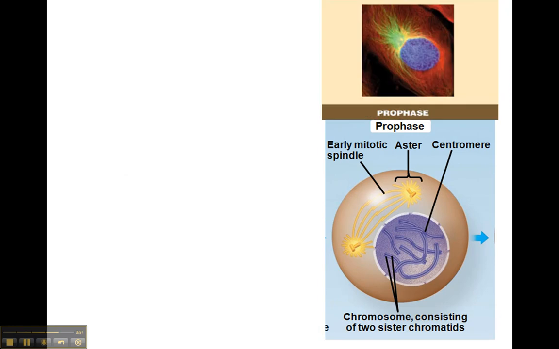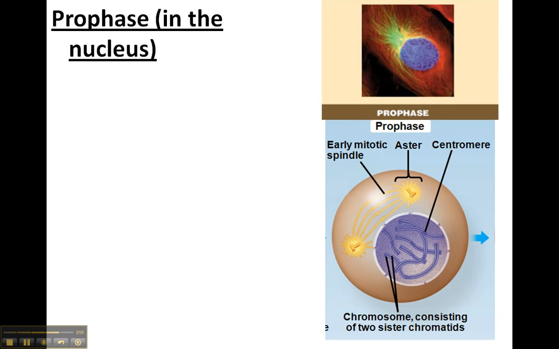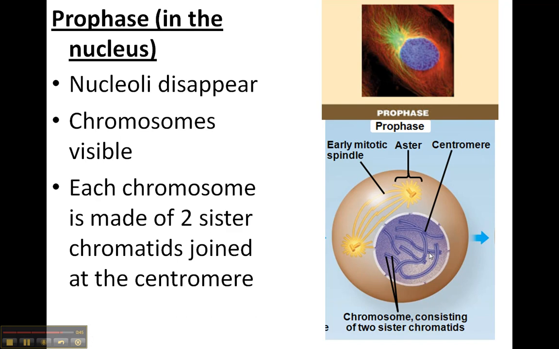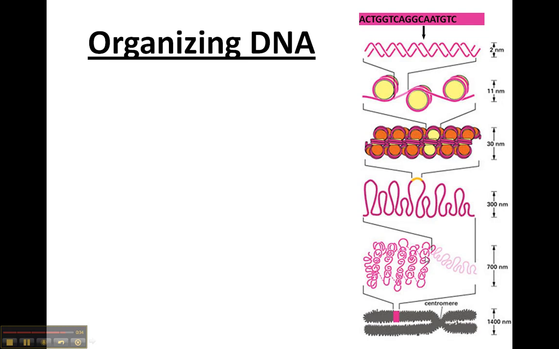During prophase, what will happen in the nucleus? And we will split this up into nucleus and cytoplasm, so make sure that you differentiate in your notes. The nucleoli will disappear and you will start to see chromosomes becoming visible. And each chromosome itself is made up of two sister chromatids that are joined at something called the centromere.